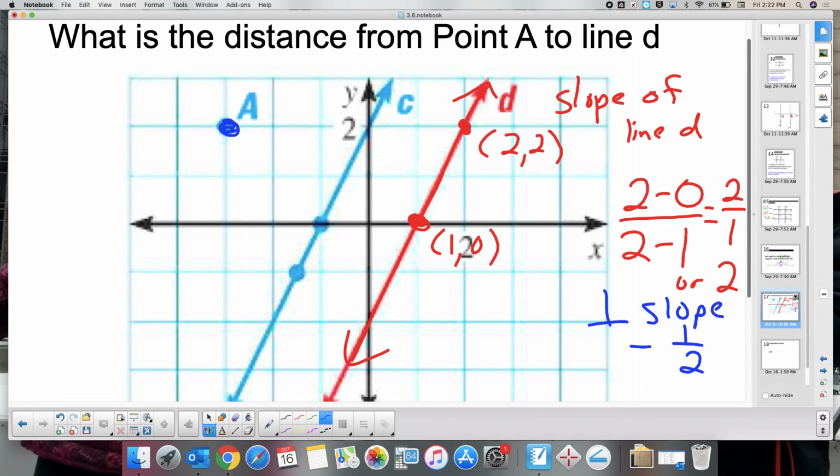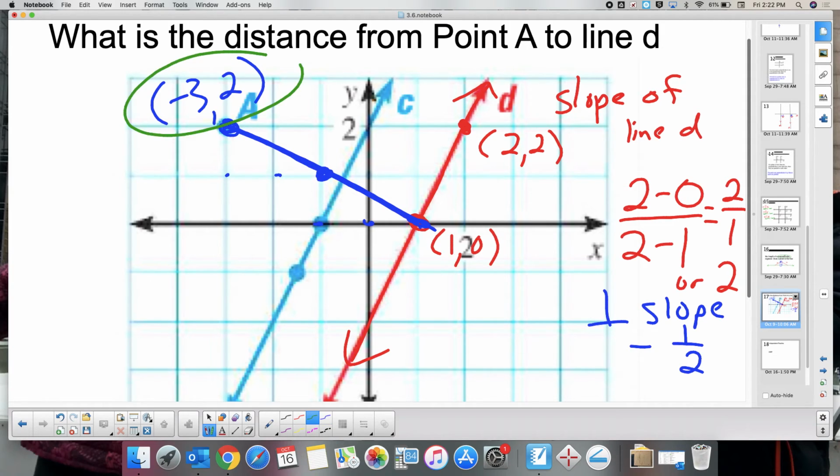Point A was at negative 3, 2. Now, to make my line, I'm going to use my slope, and I'm going to go down 1 and right 2. So there's my next point. Down 1 and right 2. So here's my next point. There is the line that we are finding the length of. It is the length of this segment right here. So I want the length from negative 3, 2 to 1, 0.